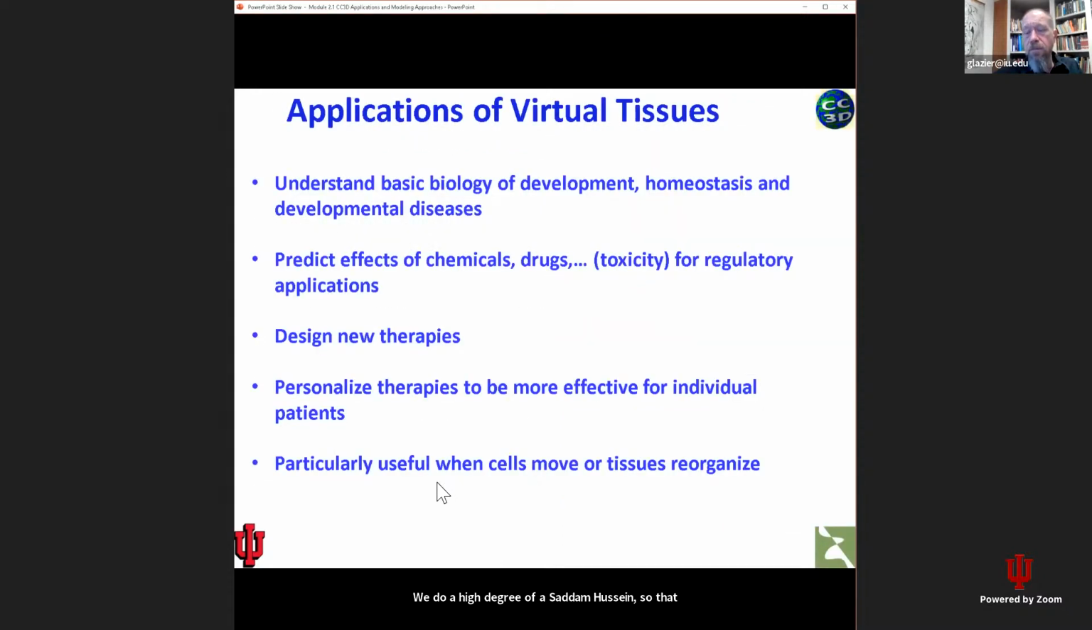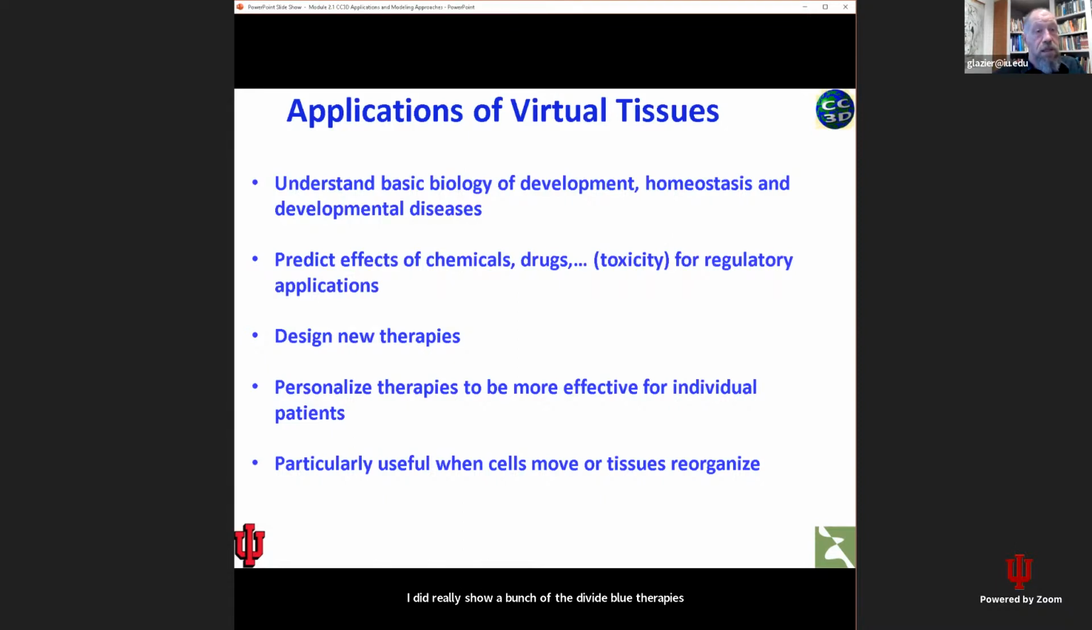So that, I hope, gives you a little bit of a sense of some of the things that you can do with a program like CompuCell. You could look at it in terms of basic biology, understanding development, homeostasis, developmental diseases. We can predict the effects of drugs and chemicals in certain cases, or toxicity, whether we're doing drug discovery or drug development or toxicology.